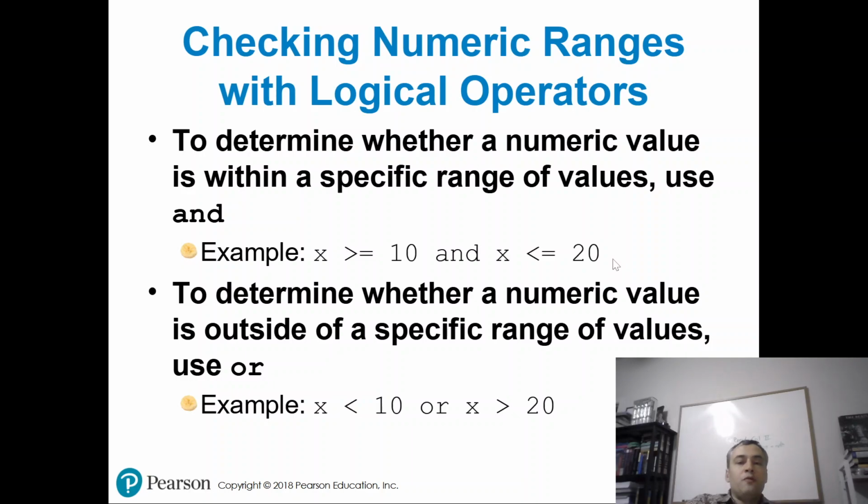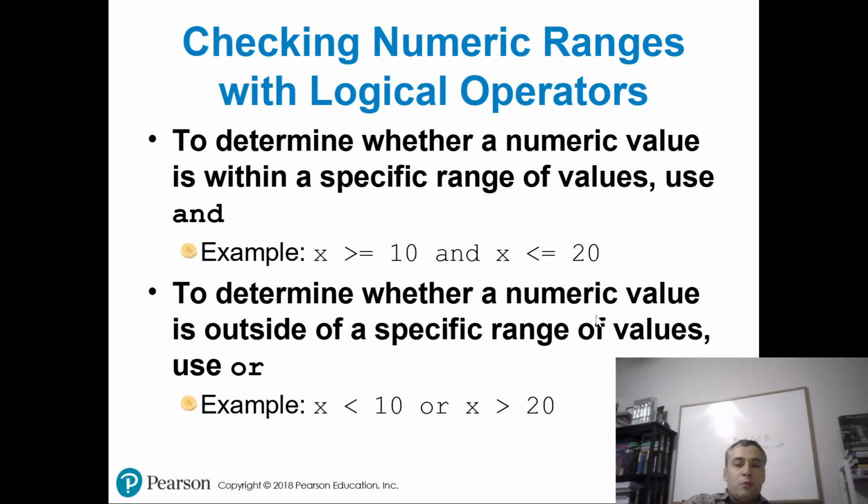Hence, my number has to be between 10 and 20. For example, if x equals 15, it satisfies both conditions, and the value of this whole Boolean will be true. If x is 25, 25 is indeed bigger than 10, but 25 is not smaller than 20, so this is false, and the AND operator will give me false.